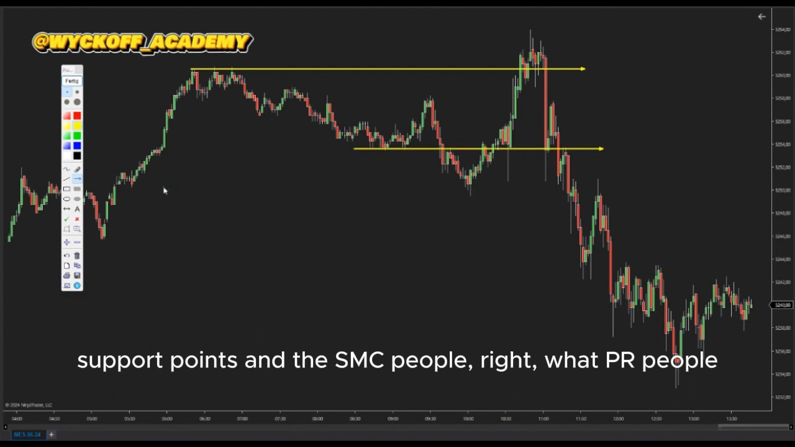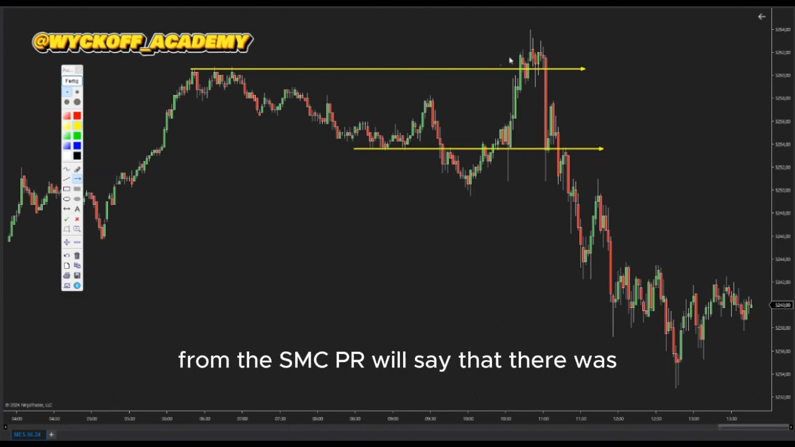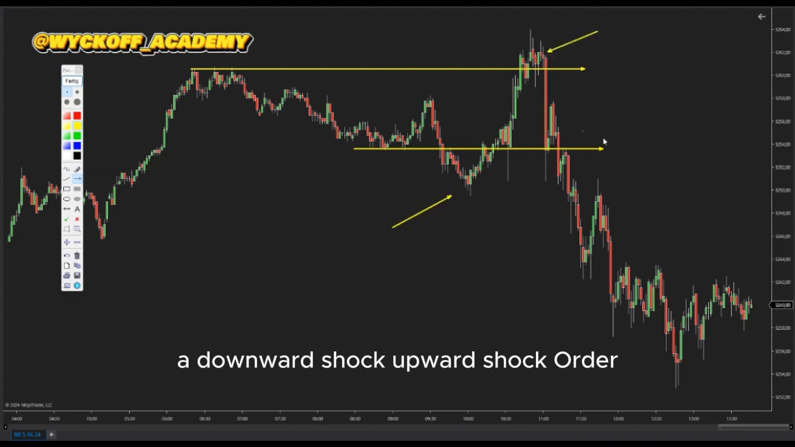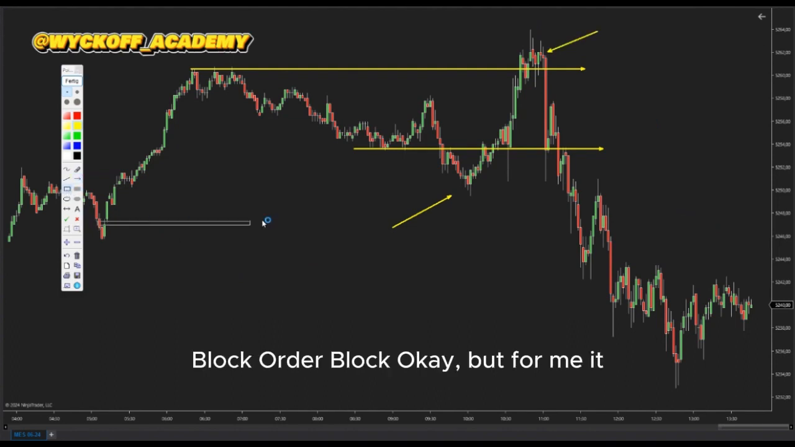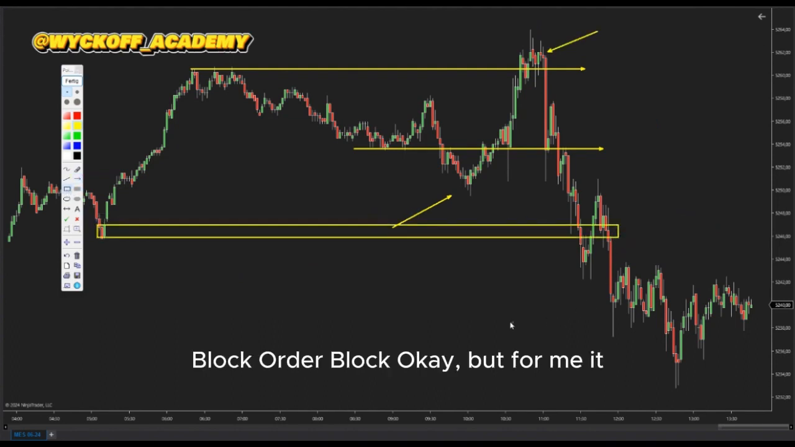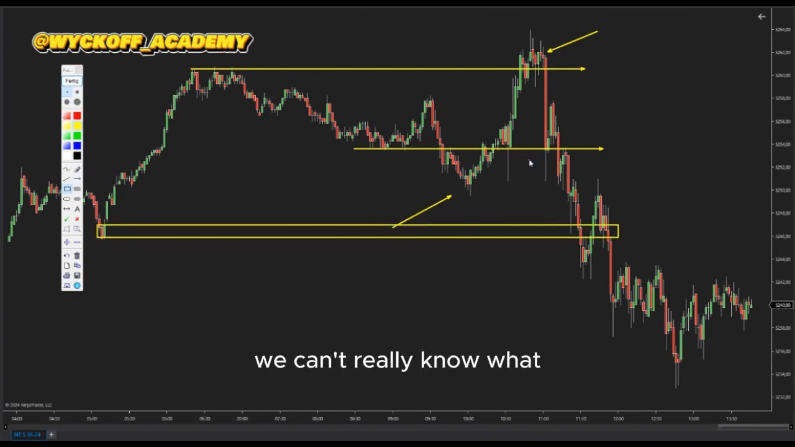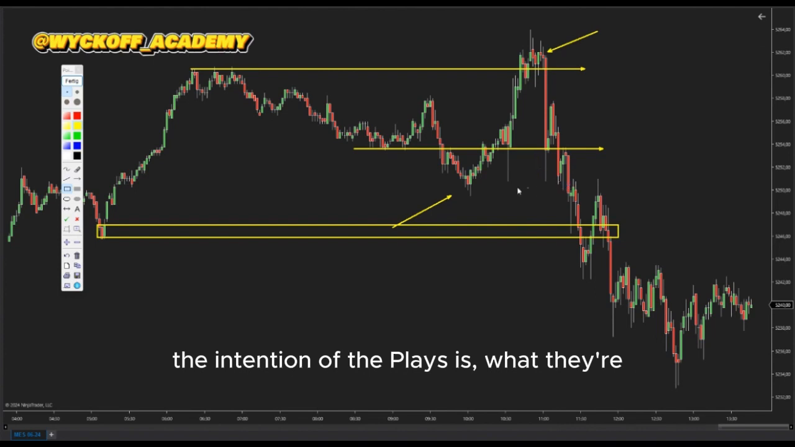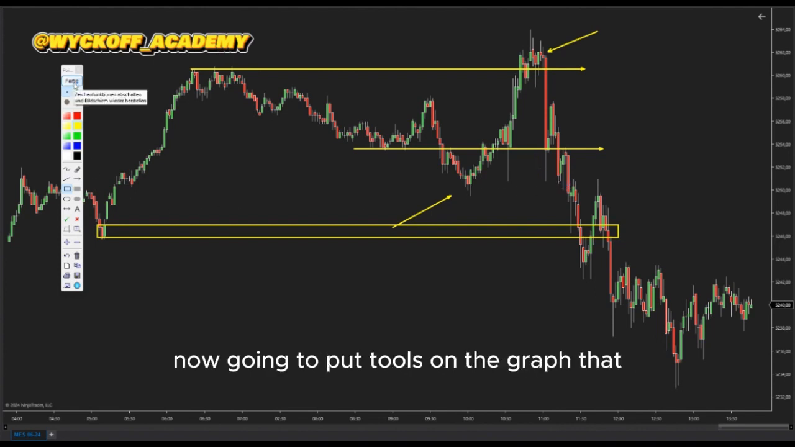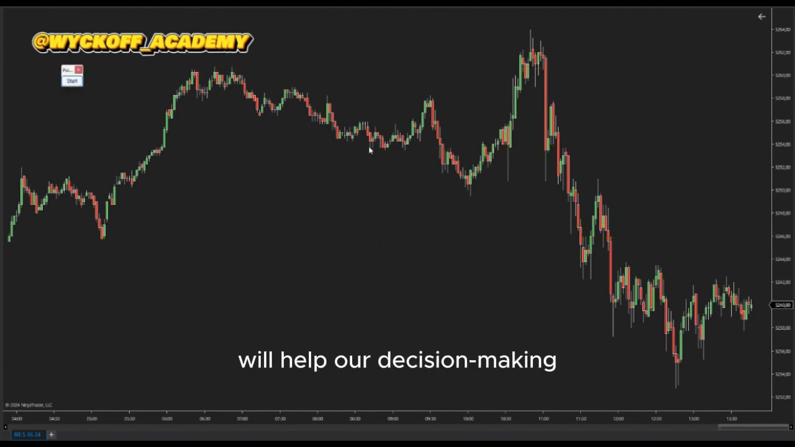The SMC people will say that there was a downward shock, upward shock, order block, and here order block, order block. Okay, but for me it is still very subjective. We can't really know what the intention of the players is, what they're doing. So for that we're now going to put tools on the chart that will help our decision making.